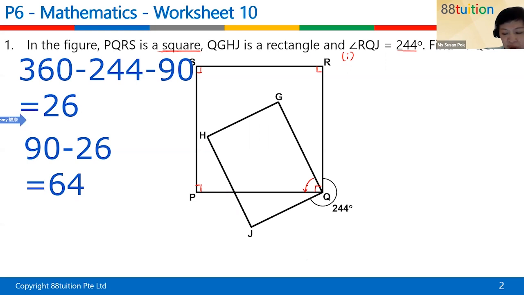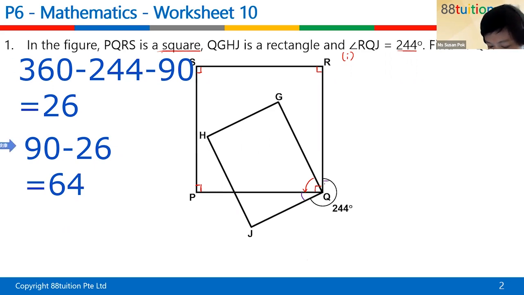Okay, the final one. So first thing first, you know that the whole circle here is 360 degree, right? 360, and you have 244, you have 90. Are you able to find this first? I want to find this angle first. How? You have a 90 degree here, am I right?